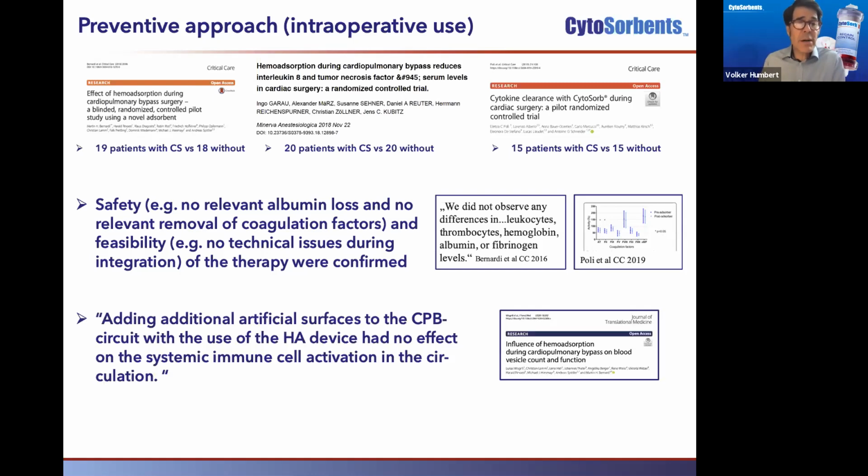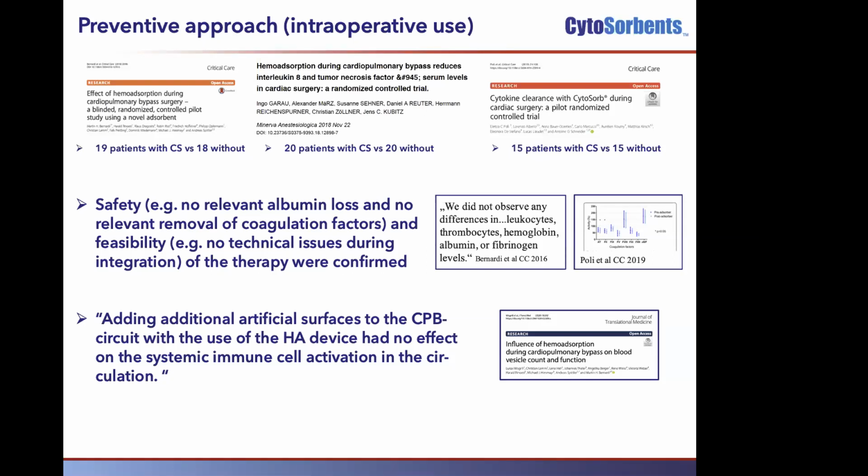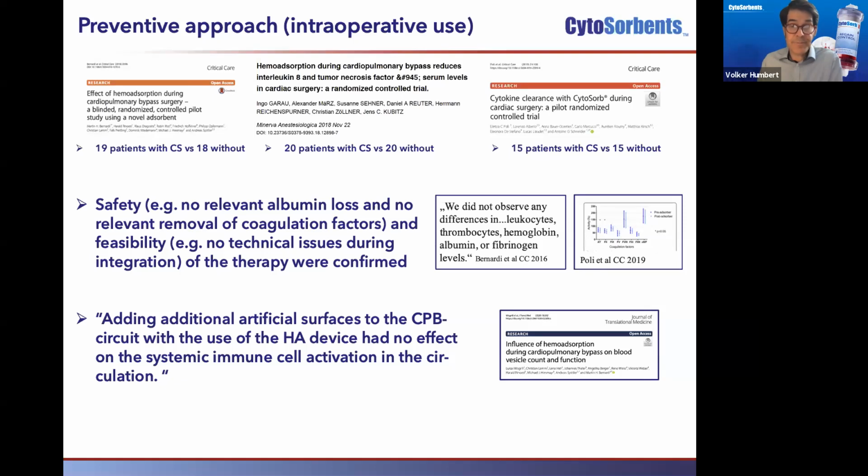A quite recent publication further supports this safety aspect by stating that adding an additional surface to the circuit, which is admittedly in principle quite large, is rather safe, because the relevant blood cells do not get into contact with the surface. That's why it's rather safe to additionally have this surface in the CPB circuit. And as the authors could show here, the device had no effect on the systemic immune cell activation.